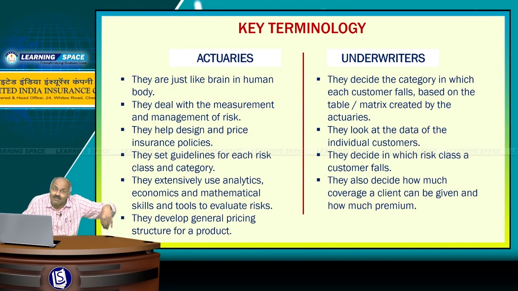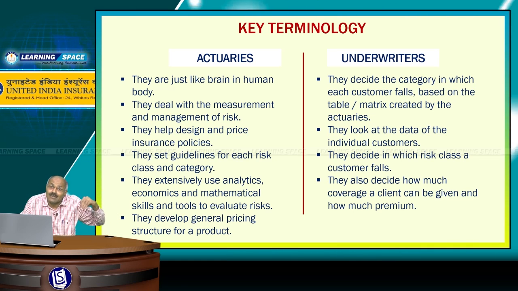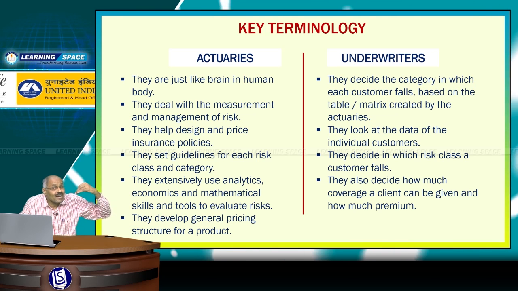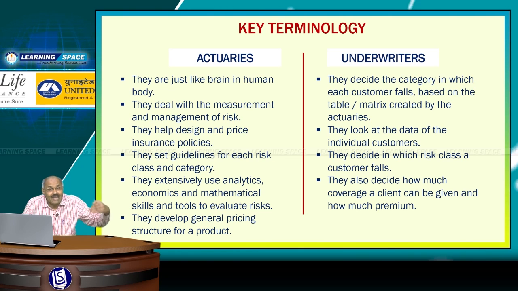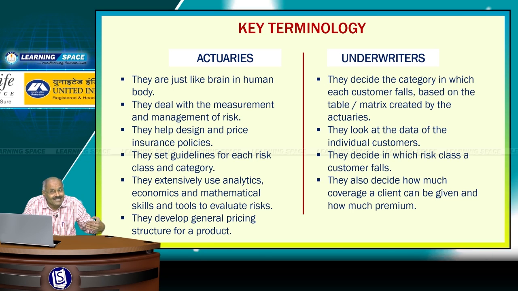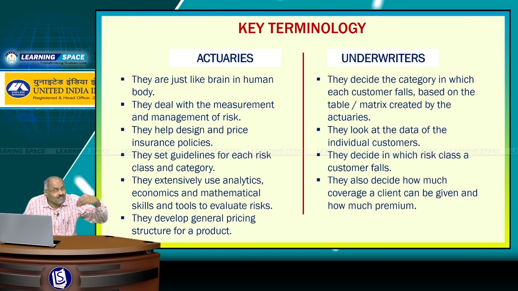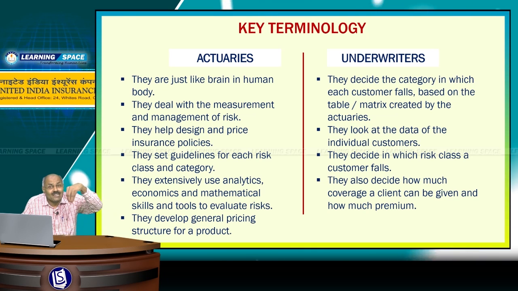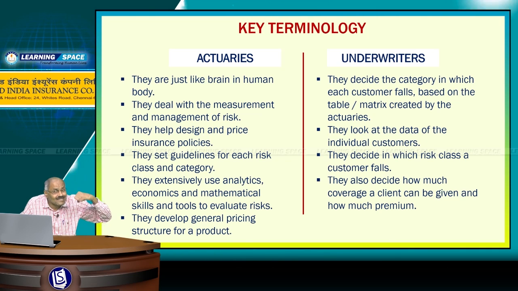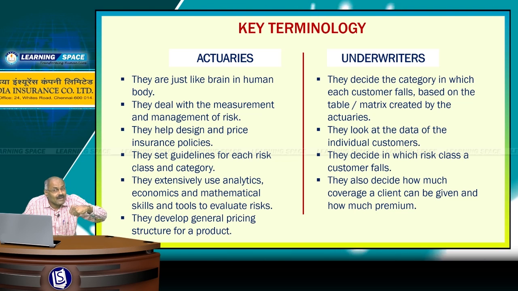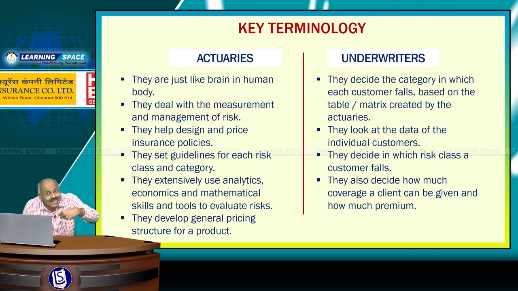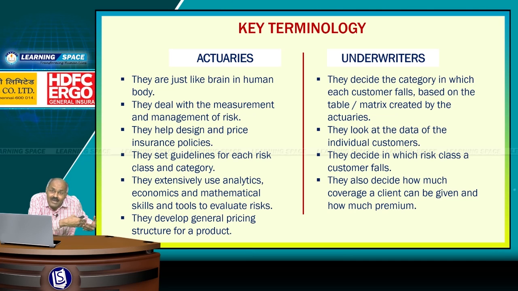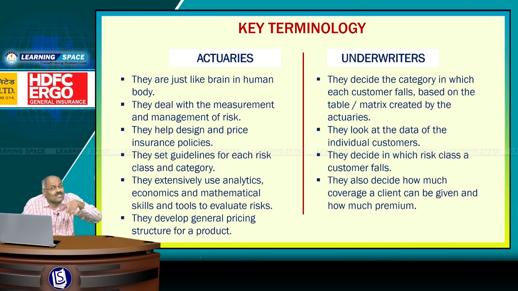Actuaries and underwriters, these two terms are very important. Actuaries are just like the brain in the human body, and they help design and price insurance policies. The persons who are conversant in economics, analytical skills, and mathematics, and who can assess various tools pertaining to risks, will be assigned this important role of actuary. They set guidelines for each risk class and category. So, for each risk category, how much should be the premium and what type of risks will come into the picture. If it is to take care of earthquakes, how much risk is involved? These calculations based on analytical models will be drawn by actuaries, and this is a very important subject of insurance.